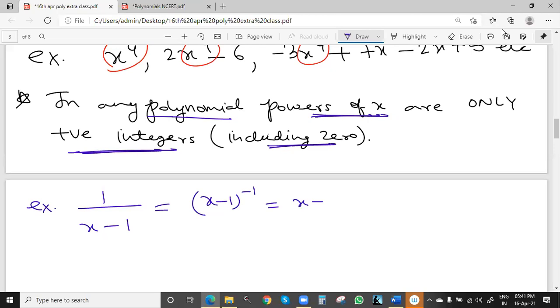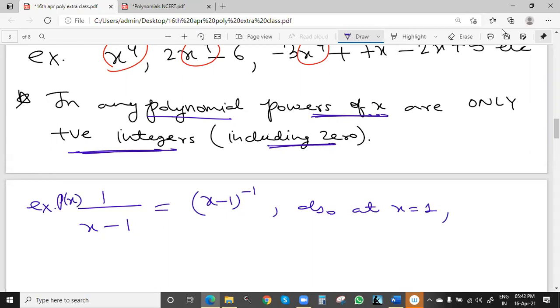One more thing, because the power of x is minus 1, ultimately this minus 1 will come, and this will not be called a polynomial because we have x with a negative power. Also, one more thing, at x equal to 1, suppose the value of x is 1, let this polynomial be p(x).